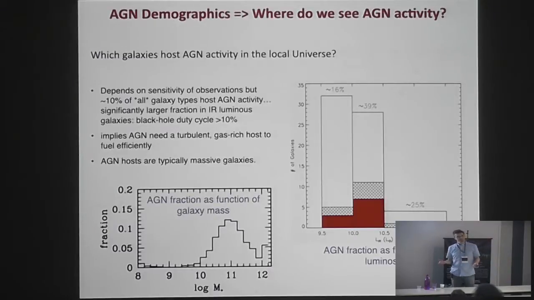What is this telling us? Mostly that the AGN are where the gas is. The infrared is tracking where stars are being formed, and stars form out of gas. Some of that gas trickles down into the nuclear region and feeds the AGN. So both of these things are driven by the need for cold molecular gas to lose angular momentum and create stars in one case and the AGN in the other. When there's gas, there are both of these processes, making stars and AGN. So AGN need a turbulent gas-rich host in order to fuel efficiently.